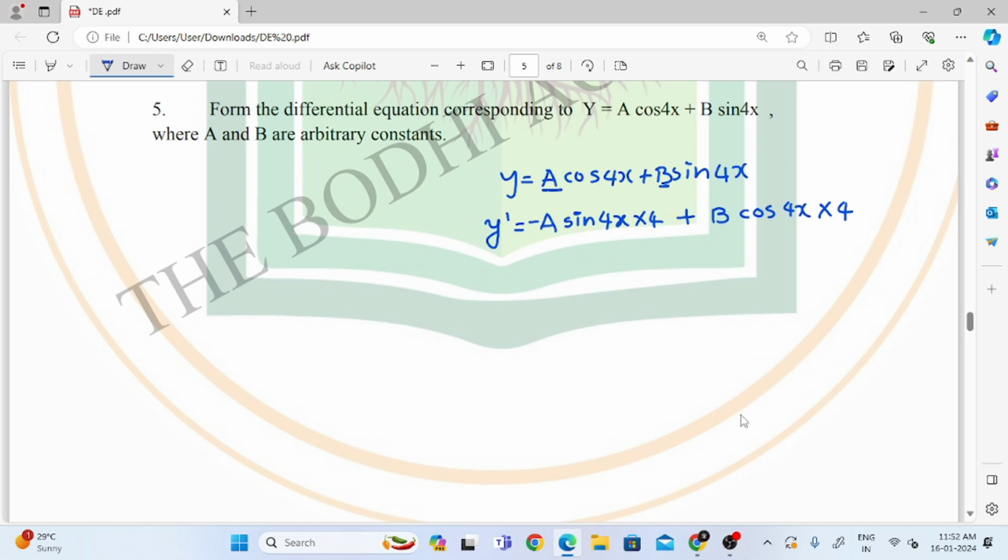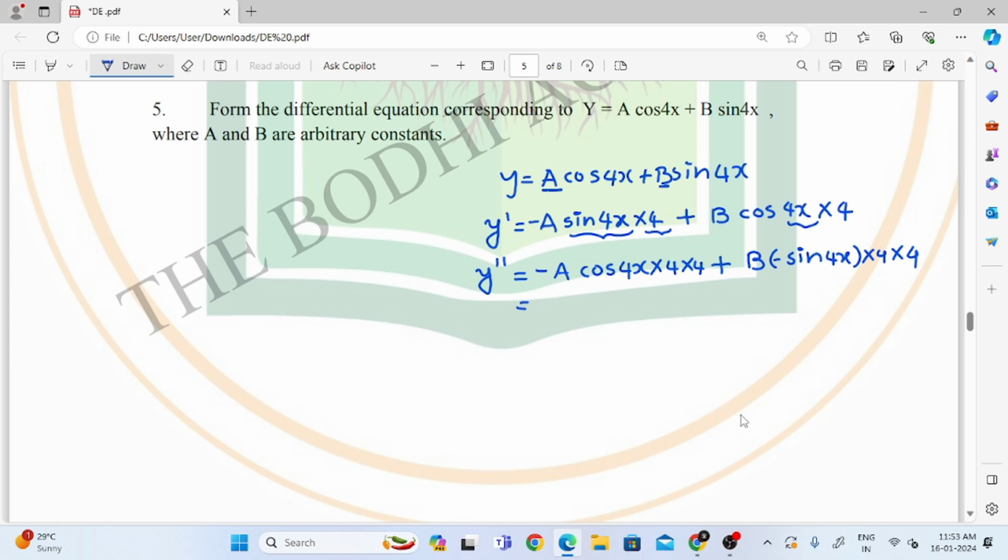Now let's take the derivative one more time. The derivative of y dash, that is y double dash, is equal to minus a as it is, the derivative of sin 4x, that is cos 4x, and the derivative of 4x is 4. Remember that one more 4 is already there, so it is multiplied by 4. Plus b as it is, the derivative of cos 4x, that is minus sin 4x, and the derivative of 4x, that is 4, and one more 4 is there, so multiply by 4.